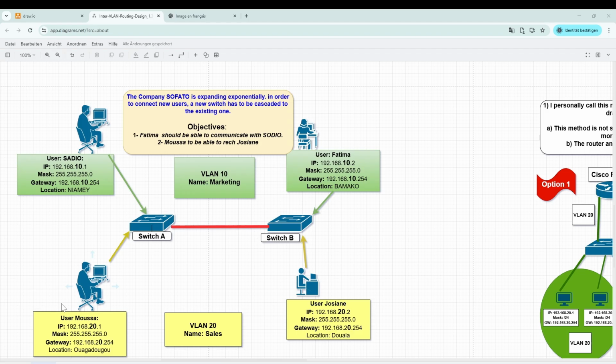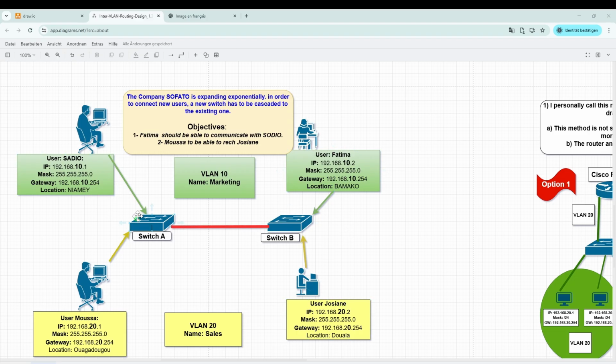This is one question of Cisco that you should know. If you have users in different subnets but all in the same VLAN, can they communicate with each other? You know the answer, isn't it? If you don't know the answer, write in the comment. I already covered that. So now we move Fatima and Josiane to switch B.